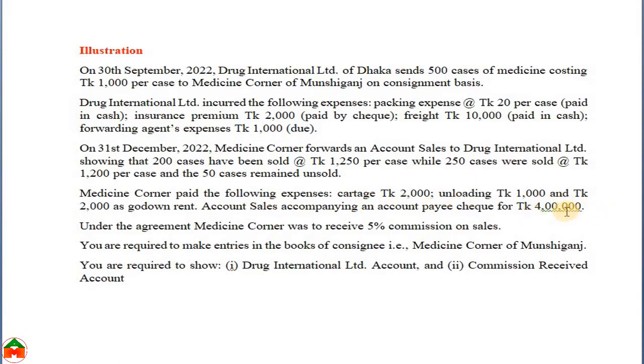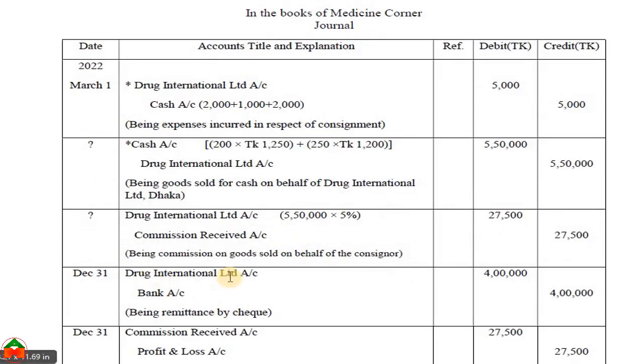Now we are going to record the payment that was sent by the consignee to the consignor. We can see the payment is 4 lakh. This is the consignor who has received the check. So the journal is Drug International Limited debit 4 lakh, and the check is paid on the basis of bank transfer. That's why bank is credit 4 lakh.